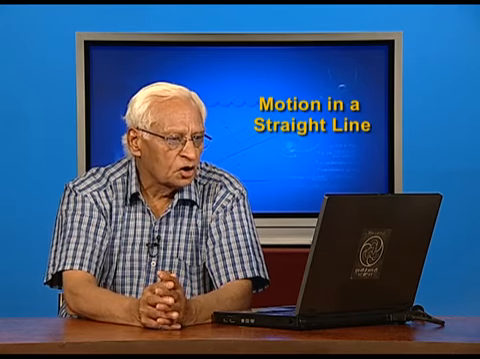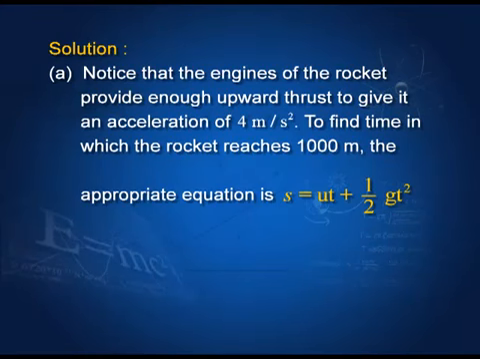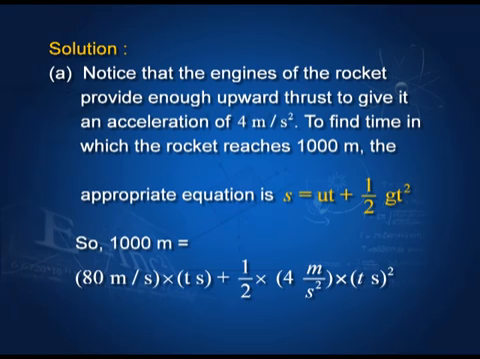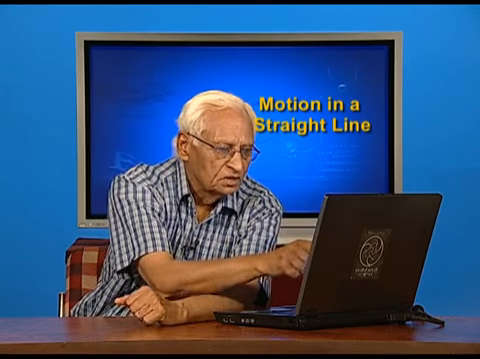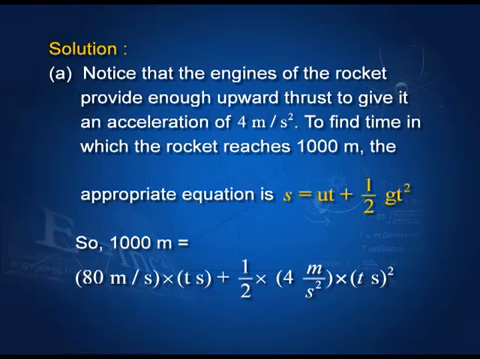Notice that the engines of the rocket provide enough upward thrust to give it an acceleration of 4 meter per second square. To find time in which the rocket reaches 1000 meters, the appropriate equation is S equal to u t plus half g t square. So, 1000 meters equal to 80 meters per second into t seconds plus half into 4 meter per second square into t second square. Let me also remind you that we are writing the units of each quantity along with it, so that we get the final units right.